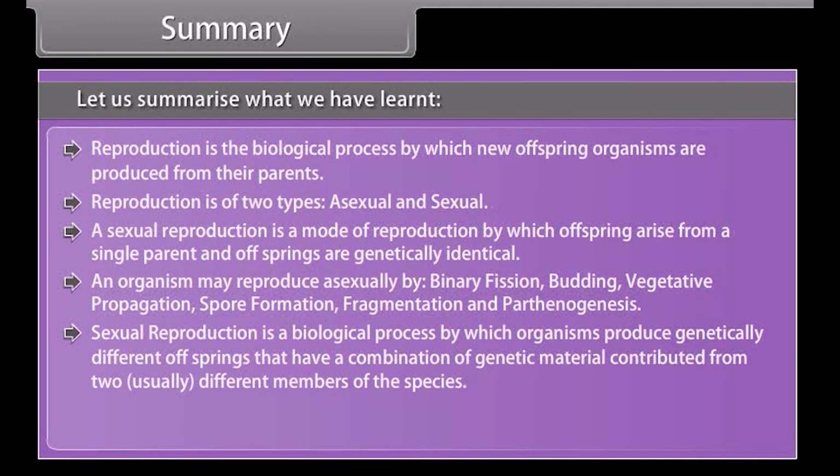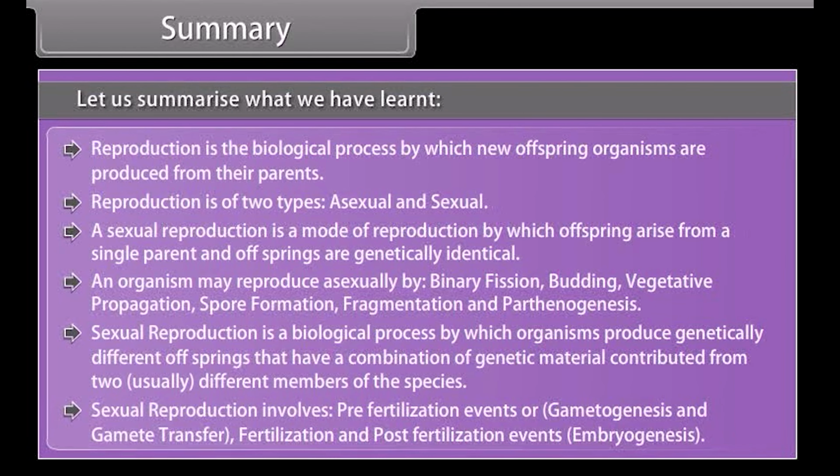Sexual reproduction is a biological process by which organisms produce genetically different offsprings that have a combination of genetic material contributed from two usually different members of the species. Sexual reproduction involves pre-fertilization events or gametogenesis and gamete transfer, fertilization, and post-fertilization events, embryogenesis.